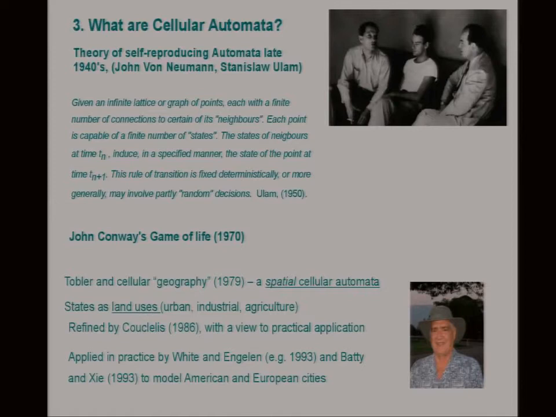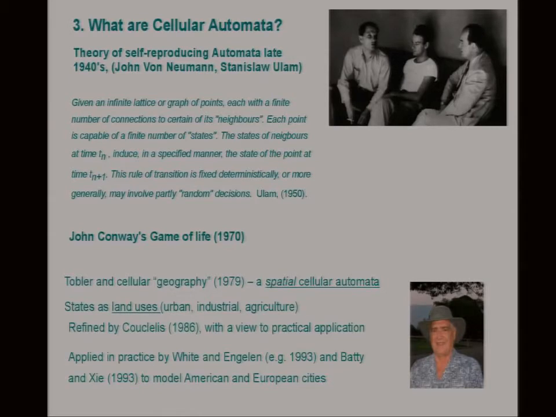So cellular automata. Why cellular automata? Well, basically this is something that arose out of the Manhattan Project at Los Alamos in New Mexico in the late 40s and 50s, with these guys here, Stanislaw Ulam in particular on the left and John von Neumann on the right. And this is basically Ulam's definition of cellular automata.